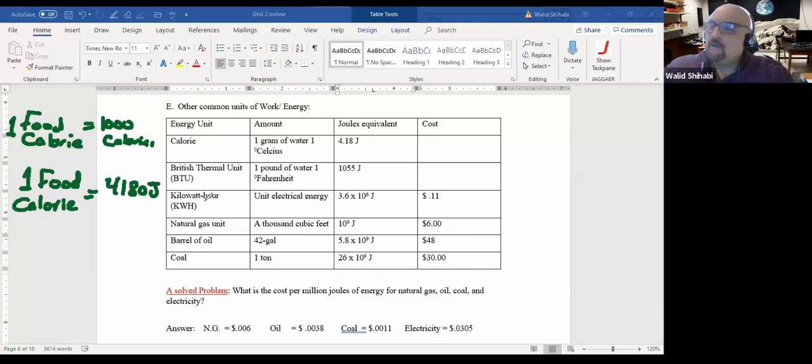There's also the kilowatt hour, which is the unit used by the electric company. When the electric company charges us, they charge us by the kilowatt hour. And a kilowatt hour is equal to 3.6 million joules. Okay, 3.6 million joules. And of course, the cost is around 12 cents or 13 cents right now per kilowatt hour. So that's per kilowatt hour.